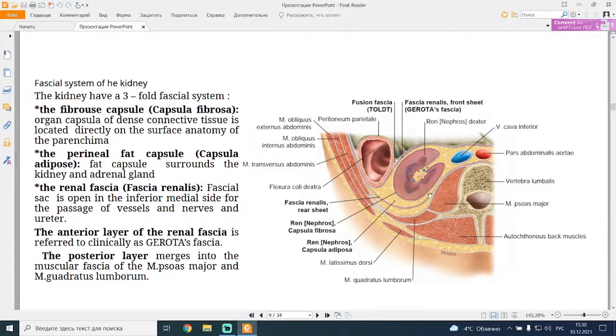Capsula adiposa, capsula fibrosa, renal fascia, divided into two layers: the anterior layer of renal fascia and the posterior layer of fascia renalis.